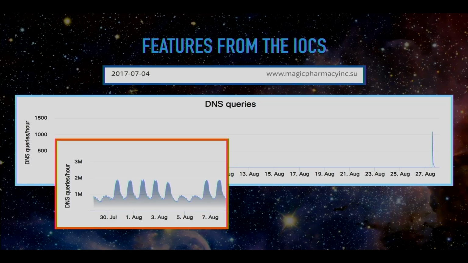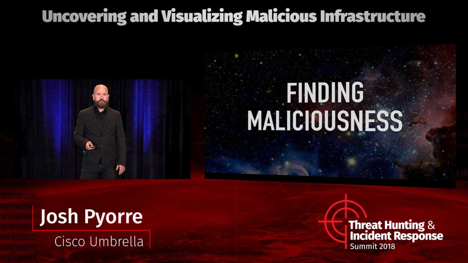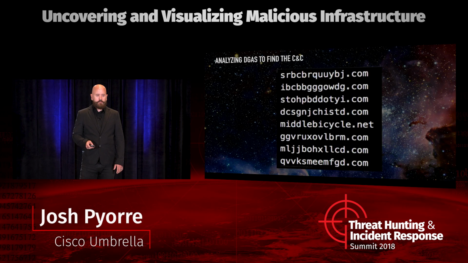There's a lot of features you can get from even one IOC, one domain, in this case, magicpharmacyinc.su. See, there's this big spike in traffic compared to another domain when you have domain queries like this, where you see a regular traffic pattern that doesn't look suspicious. So finding maliciousness, you have to find all this stuff and then do stuff to it. But it's kind of difficult to find.